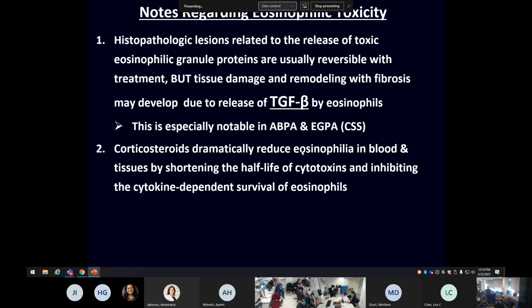So how do steroids actually work? They reduce eosinophilia, and the way they do it is they shorten the half-life of cytotoxins. So if you're shortening the half-life of IL-5, IL-4, IL-13, you can imagine that you're going to inhibit the cytokine-dependent survival of these eosinophils. And so you'll notice if you put somebody on steroids, immediately they become eosinopenic.